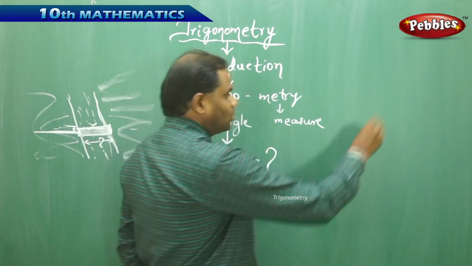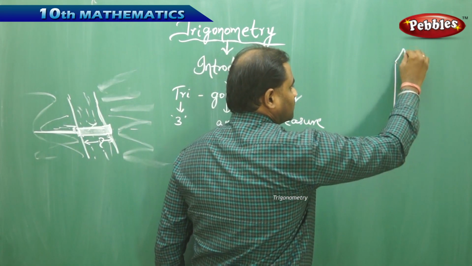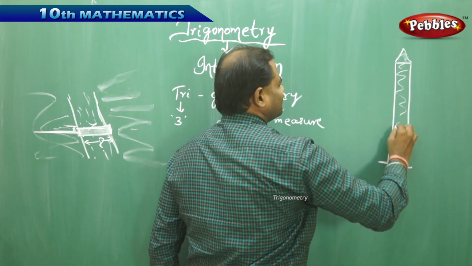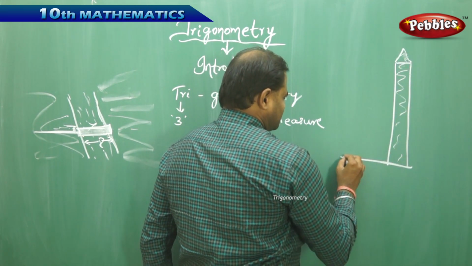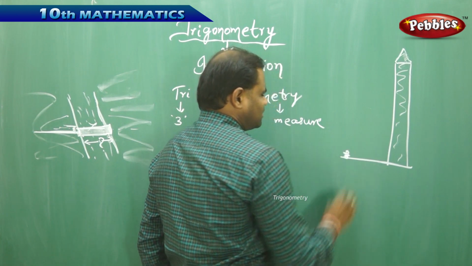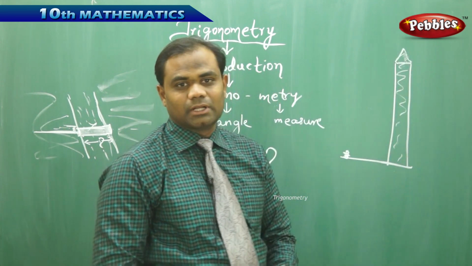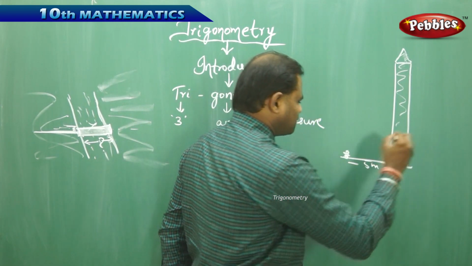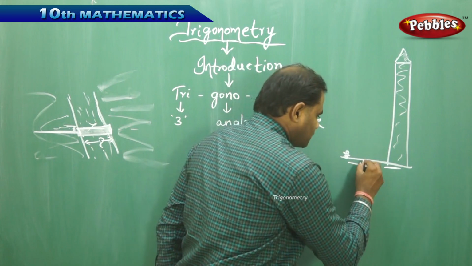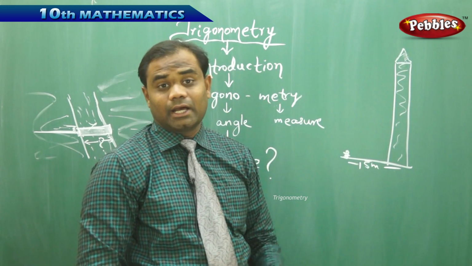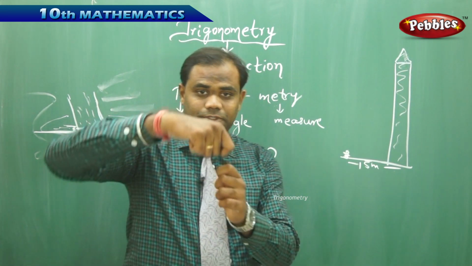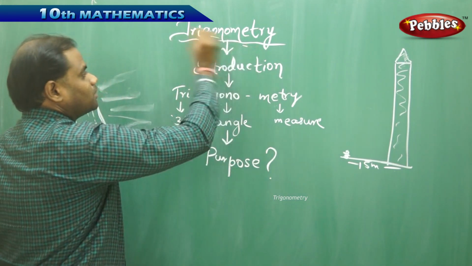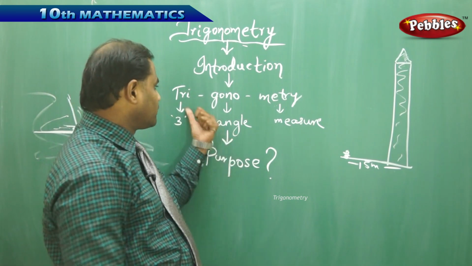Imagine I have a tall tower, say the Qutub Minar. I have the Qutub Minar here, and I just stand here. I want to find the height of the Qutub Minar by standing here, which is just 5 meters away or 15 meters away. Then how do I find the height of the Qutub Minar without actually measuring with a tape? It is possible using the topic of trigonometry.